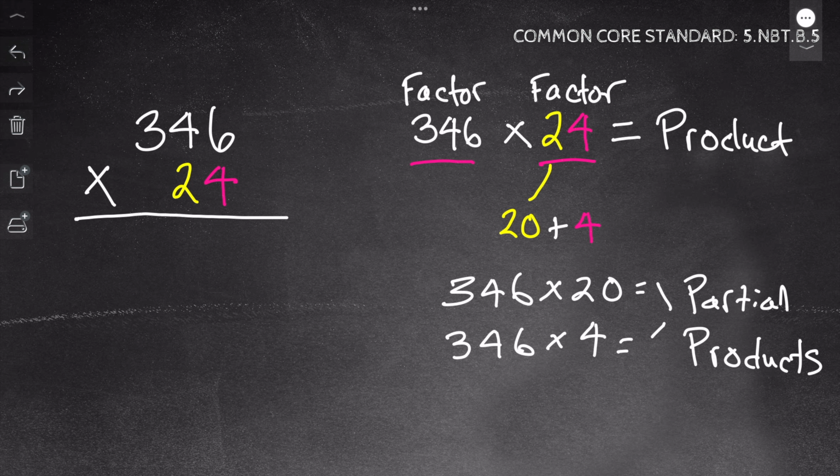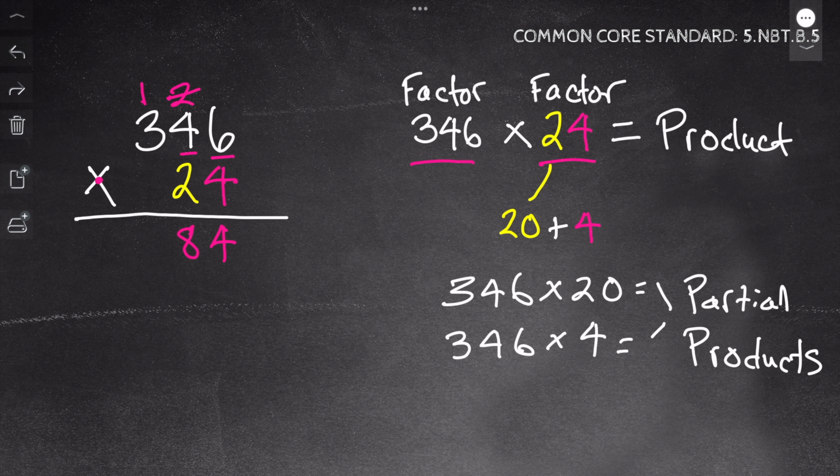So for our first example, we're going to take a little bit of time and go through the understanding. We're first going to multiply with the 4, which is in our ones column. So we're going to multiply 4 times 6, and 4 times 6 is 24. So I regroup my 2 and I put my 4 under the ones column. Now I'm going to do 4 times 4, which equals 16, and add my 2, which is 18. So I'm going to regroup my 1 and put down my 8.